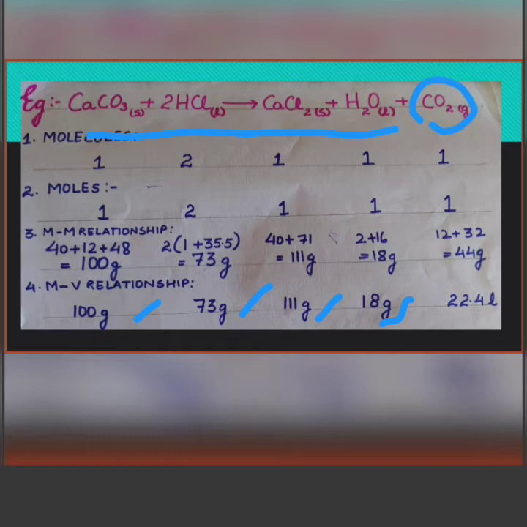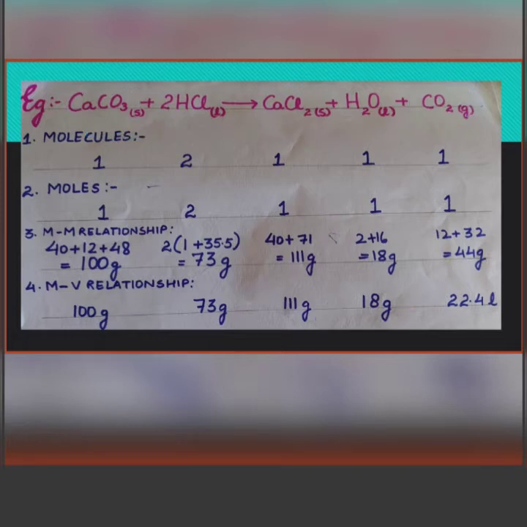But in the case of this gas, carbon dioxide gas, you can see that there is only 1 mole of carbon dioxide gas present in this reaction. So 1 mole of any gas at STP, its volume is 22.4 liter. I hope you have understood. Suppose there are 2 moles of carbon dioxide, then the volume will be 2 into 22.4 liter. That means 44.8 liter. So with this, we have completed this topic.